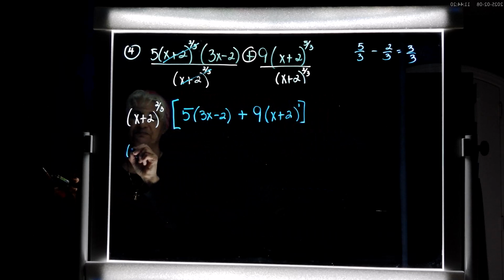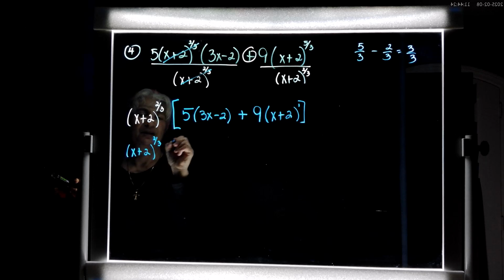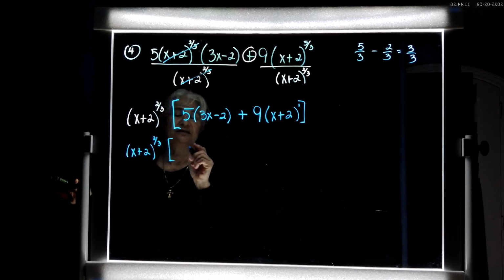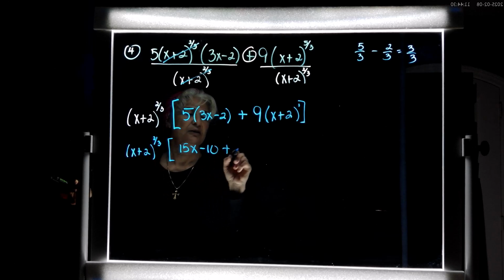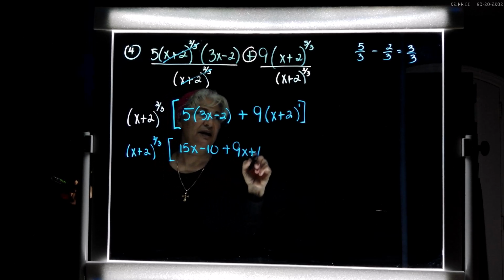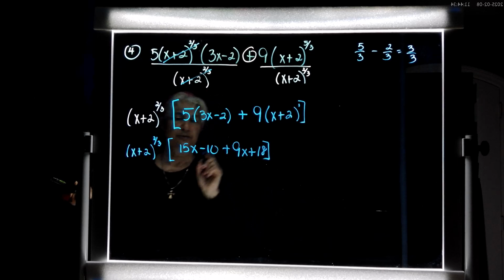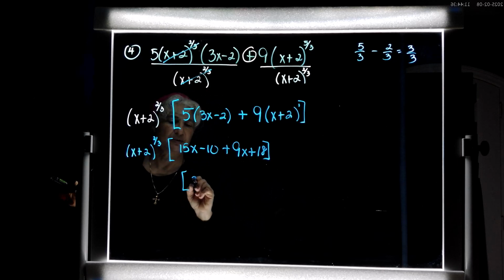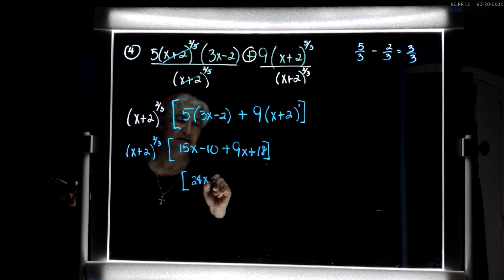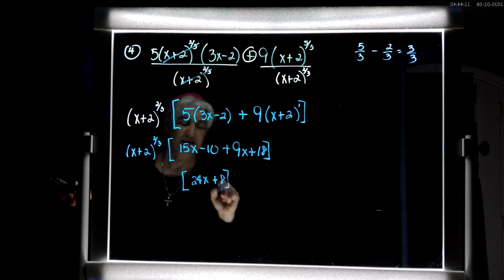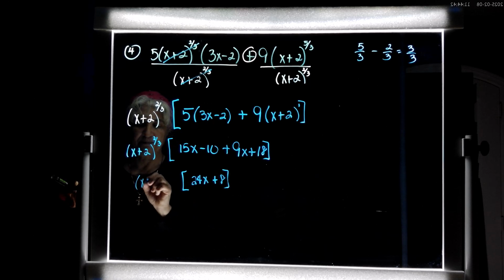Probably did. Because you guys have the hang of this now. And I'm glad for that. All right. So 15x minus 10 plus 9x plus 18. I'm collecting like terms, so what do we have? 24x plus 8. Okay, did you get that? Good. The question is, are we done?